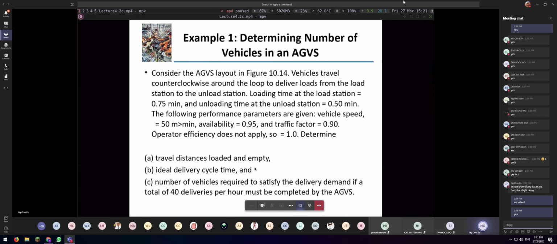Same thing. So once we have defined some of these formulas, then let's look at how we can determine the number of vehicles. Okay, so if we have a layout, which I will be showing you on the next slide, vehicles are traveling counterclockwise around the loop. Loading time, unloading time is given. These are our parameters. So operator efficiency is just assumed to be 1.0, meaning no problems with efficiency at all. What are travel distances? What's the delivery cycle time? And how many vehicles do we need to have 40 deliveries an hour.